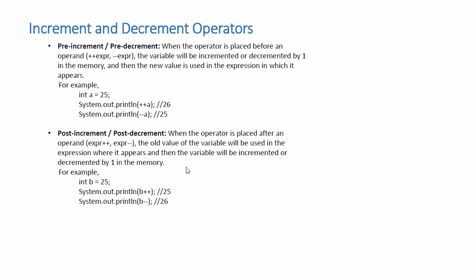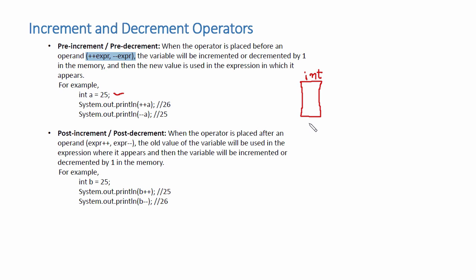Let us now understand the difference between pre and post. So the definition of pre-increment or pre-decrement states that when the operator is placed before an operand, the variable will be incremented or decremented by 1 in the memory, and then the new value is used in the expression in which it appears. Let us now first understand what this means by looking at this example. So in this example, we have a variable a, which is of integer type.